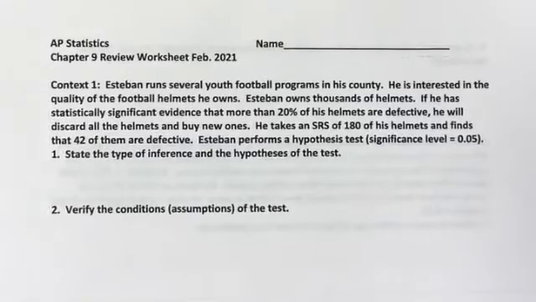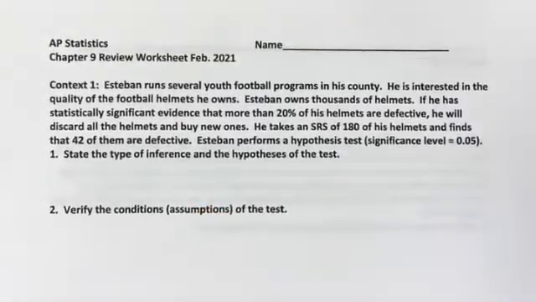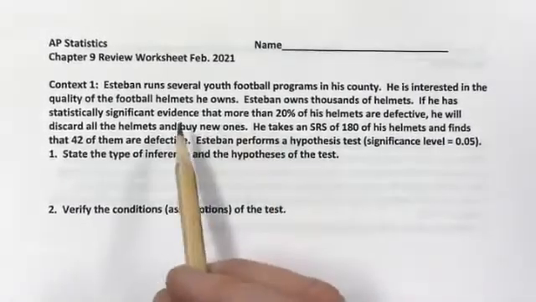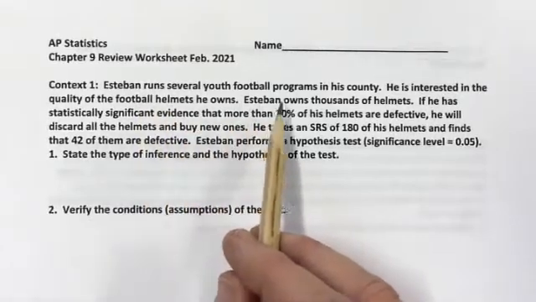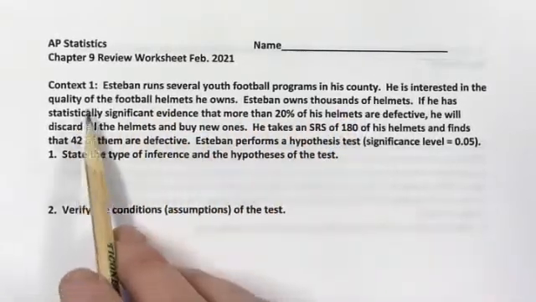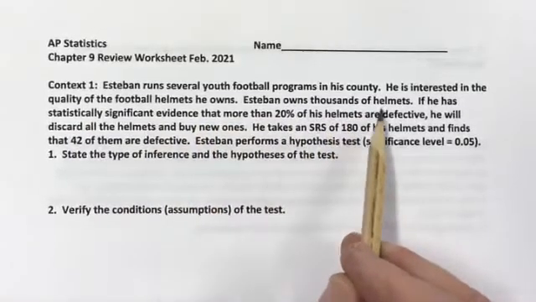I'm not saying every single little problem from Chapter 9 is in here, but this is a nice review for you. Once again, if you have any questions about any of this, please let me know and I'll be glad to help you. So context 1 says, Esteban runs several youth football programs in his county. He is interested in the quality of the football helmets he owns. Esteban owns thousands of helmets.